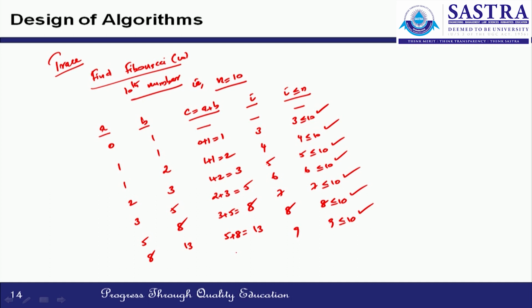Then 8 plus 13, C is updated to 21, A becomes 13, B becomes 21, I becomes 10, 10 less than or equal to 10, condition is true. Now 13 plus 21 is 34. A becomes 21, B becomes 34. I is incremented by 1, I becomes 11, 11 less than or equal to 10, condition is false.